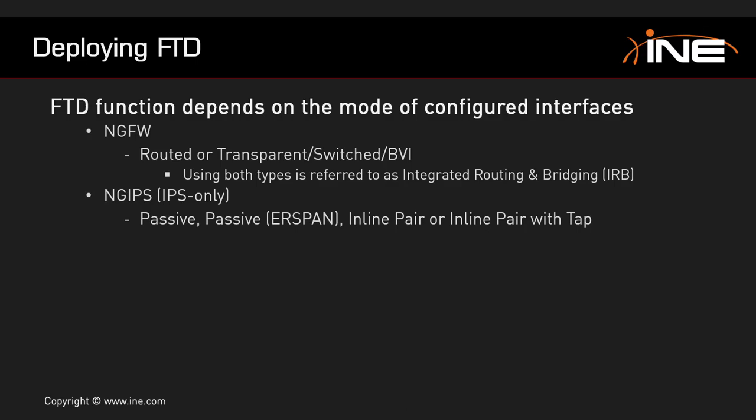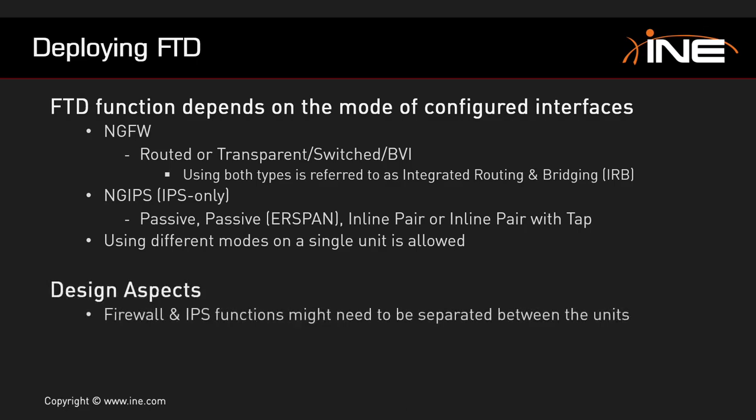Like, do we get a copy of the traffic, versus if it is real packets that are traversing through the device. And notice that it is even possible to mix interface modes on a single FTD unit. So this way you can use, let's say, routed interfaces for the firewall function, and you can use different interfaces like, let's say, inline pair to deploy IPS.